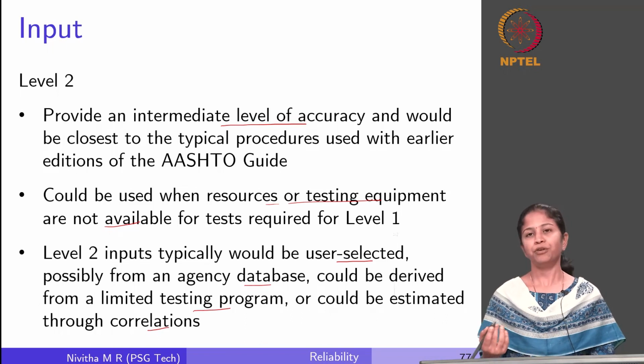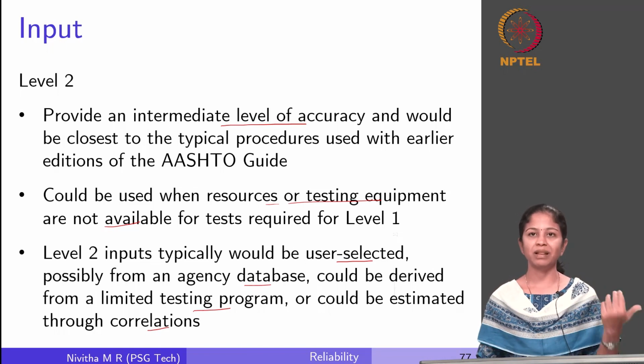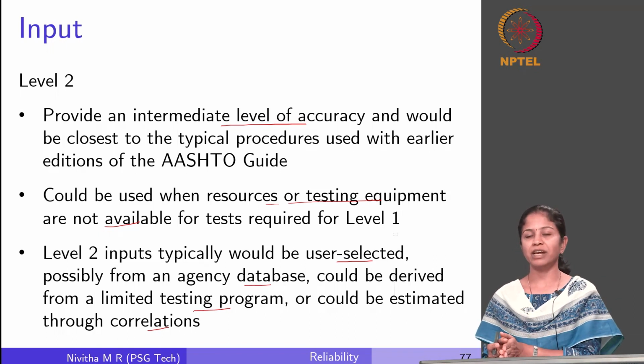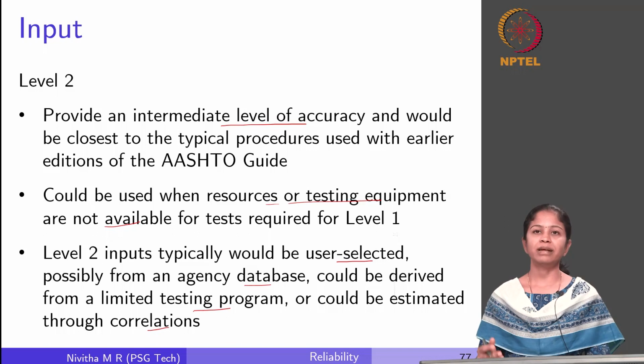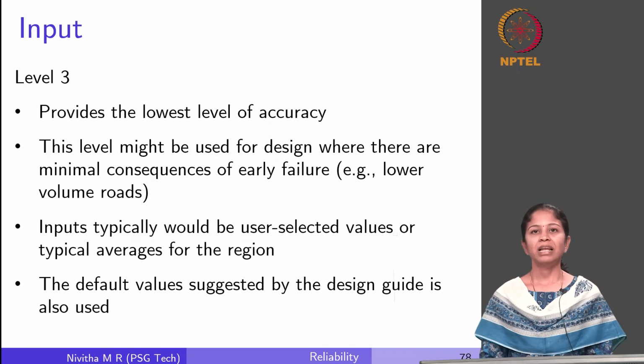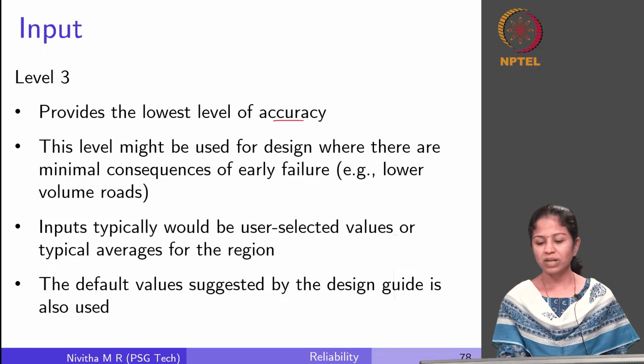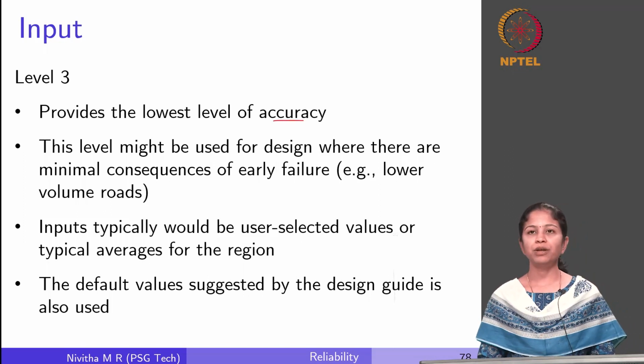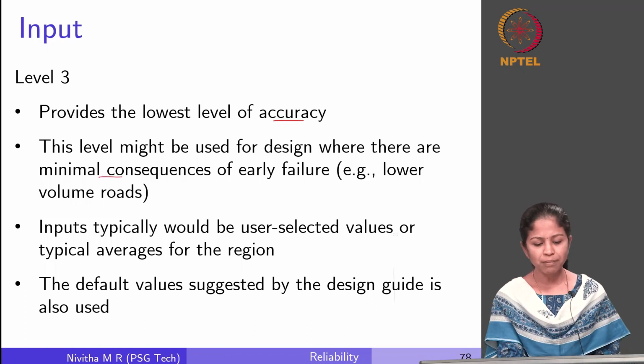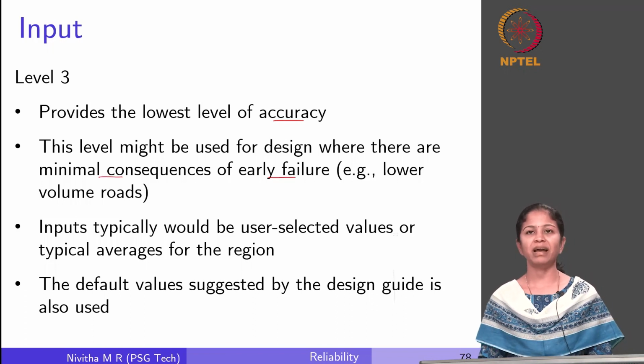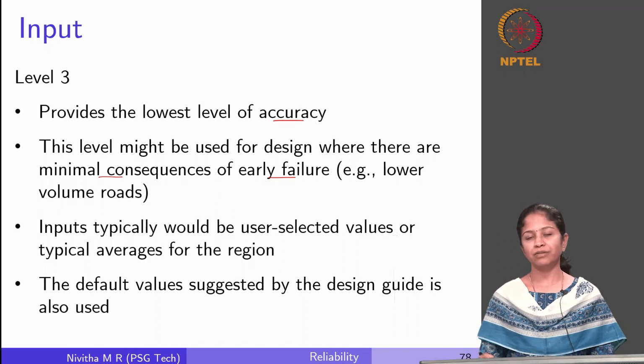So, if you recollect, you can see the reliability. We can determine the degree of uncertainty associated with level 1 input and the degree of uncertainty associated with level 2. So, it keeps increasing, right. It is again higher in the case of level 3, wherein it provides the lowest level of accuracy. So, this level might be used to design when there are minimal consequences of early failure. Say for example, I have a low volume road, and even if the road fails, it is not a major consequence, then for those kind of roads we can use a lower reliability value.